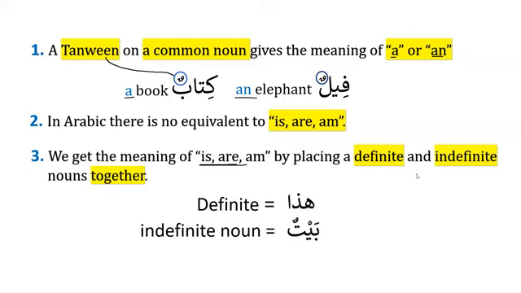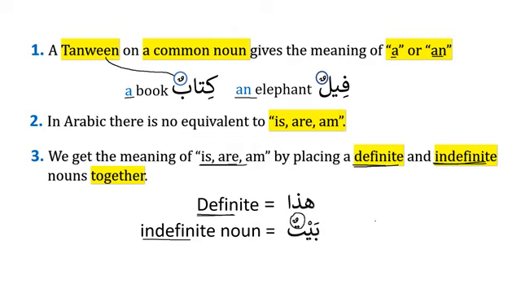Now, inshallah, I'm sure if you have gone through the previous lessons, you know what a definite noun is, which is basically marifa, and you know what an indefinite noun is, which is nakira. When we put them together, we get the meaning of is or am, and then it becomes a complete sentence. For example, hada is a definite noun, and we have discussed why it's a definite noun, because all asma'ul ishara, demonstrative pronouns, are definite. So hada is a definite noun, and baytun is an indefinite noun because it's a common noun and it has tanween on it.